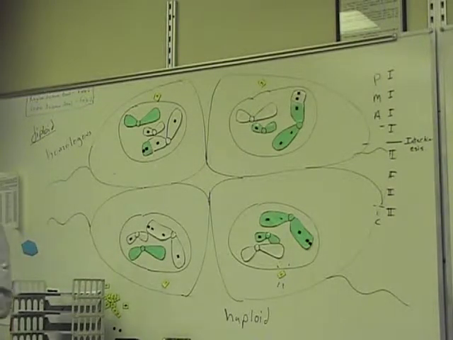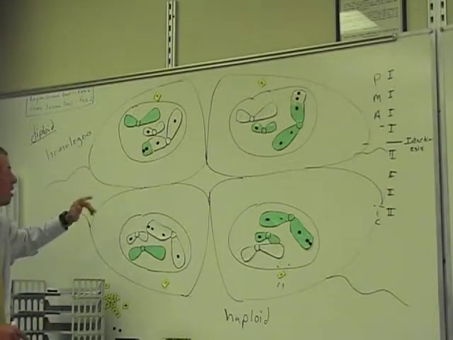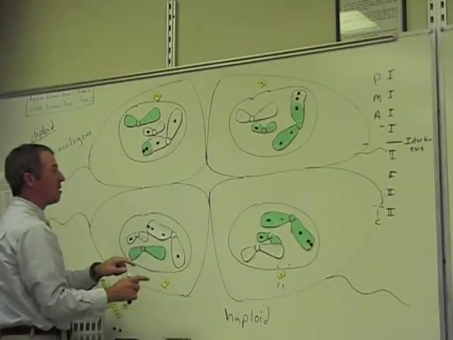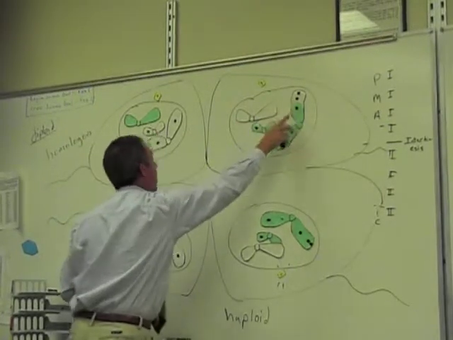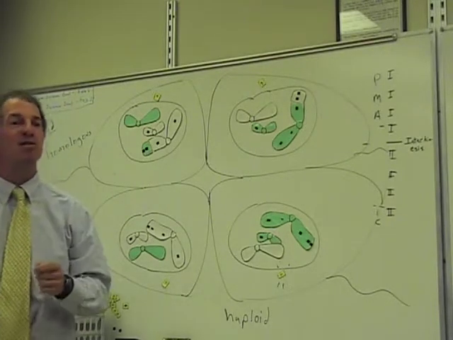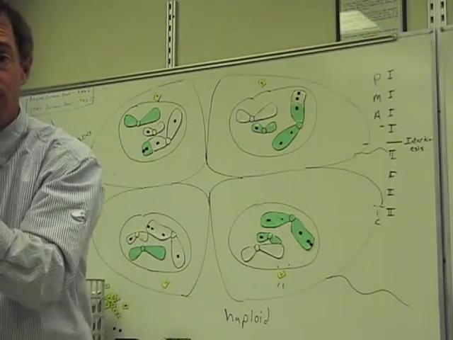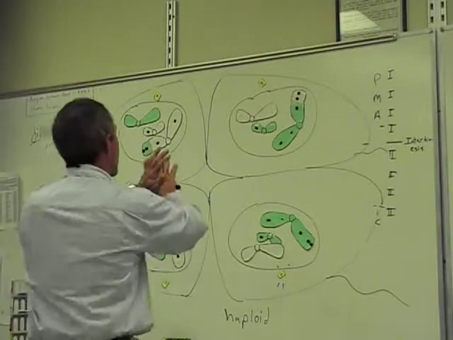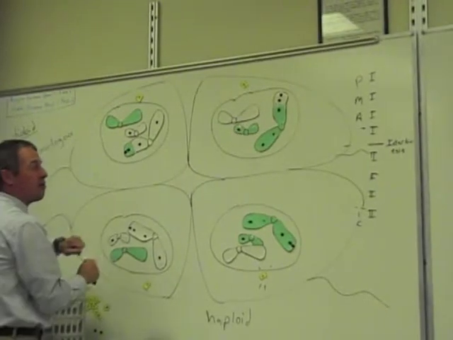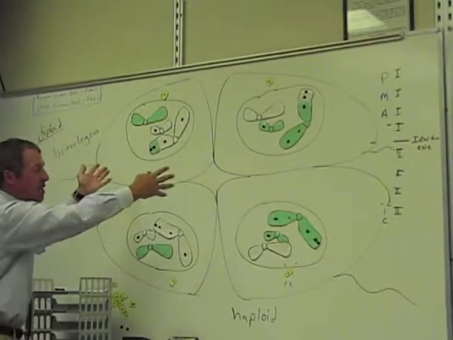Now, I want you to notice something about these cells. They're all different. Look, this has 2 whites and a green. This has 2 greens and a white. This has 2 greens and a white with a piece of white. This has 2 whites and a green with a piece of green. They're all different. Never do 2 sperm cells come out the same. Because of crossing over, and because the way the chromosomes split is random, all the greens could go to one side, all the whites could go to another. You could have 2 greens and a white, and 2 whites and a green. They can split up randomly.